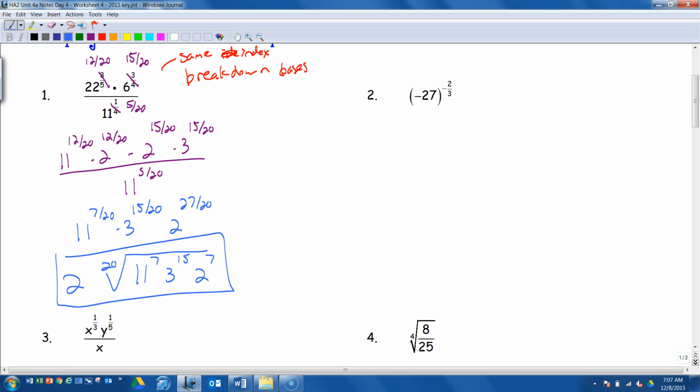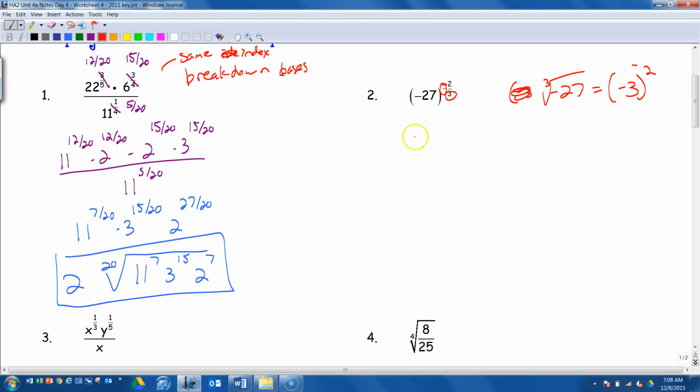Number 2. I have this, I can rewrite this. Here's one thing I look at. This is the root number, and I know what the third root of negative 27 is. Okay? You should know by now, hopefully, that's negative 3. So I'm basically doing that first, and then I'm going to square it. But it's to the negative 2. I'm going to keep the negative sign with the 2.